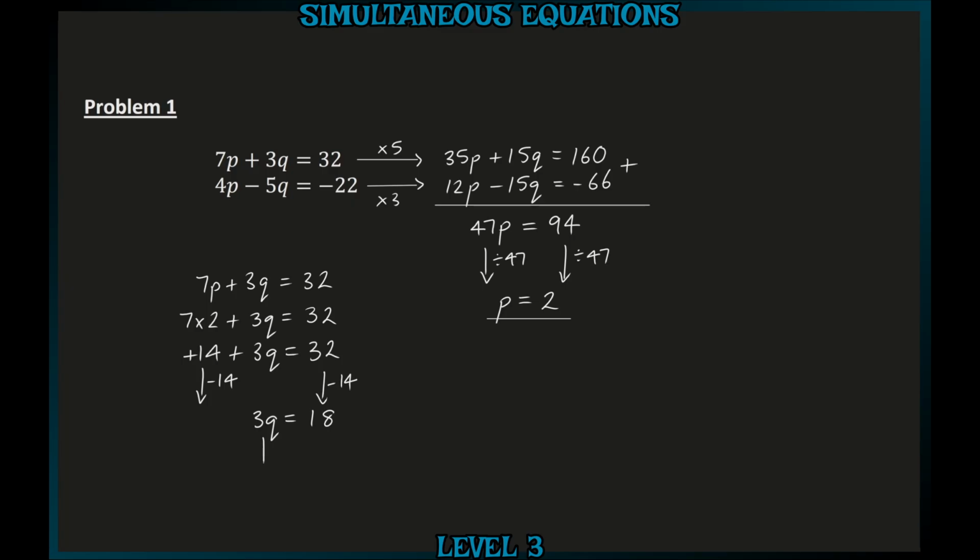Finally, to remove the times 3 in front of the q, we divide by 3 on the left, and we need to do the same on the right. And on the left, the times 3 and the divide by 3 cancel out to leave us with q, and on the right, 18 divided by 3 is 6, so q is equal to 6. And this means that our final solution for problem 1 is p is equal to 2, q is equal to 6.